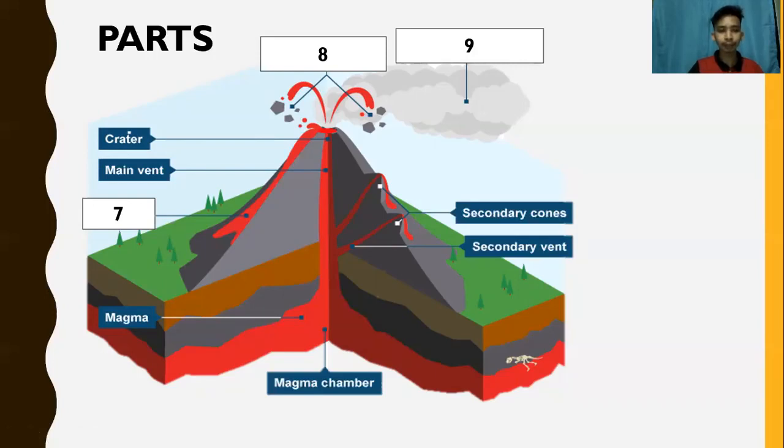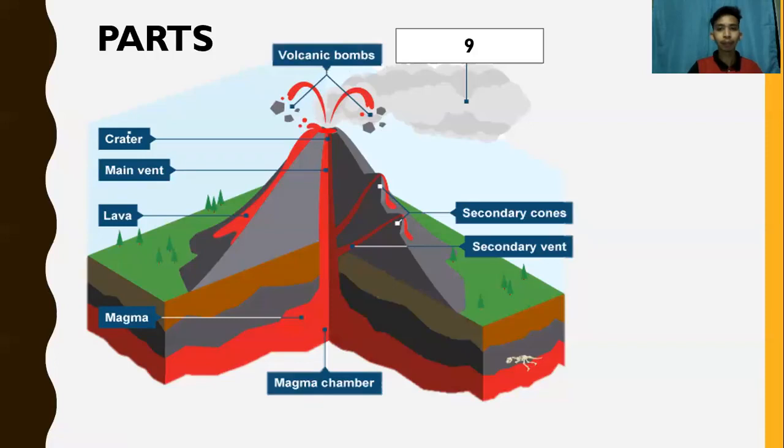Next, how about number 7? What part is this? Yes, this part is what we call the lava. The lava is the hardened molten rock which came out from a volcano. Next, we also have number 8. What does this number 8 pertain to? Yes, these are what we call volcanic bombs. Volcanic bombs are small fragments of rocks that are released during a volcanic eruption. And the last one, how about these clouds? That is ash, steam, and gas.